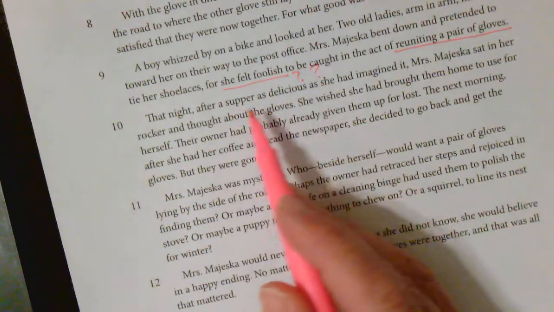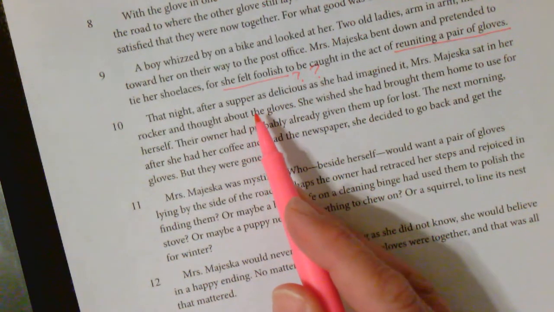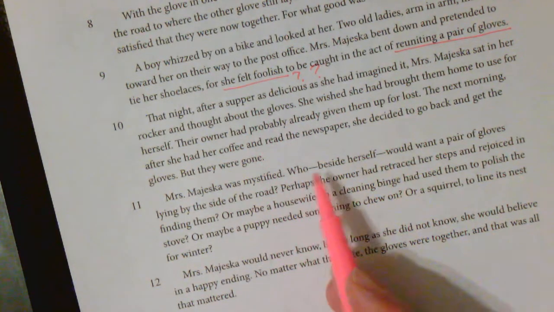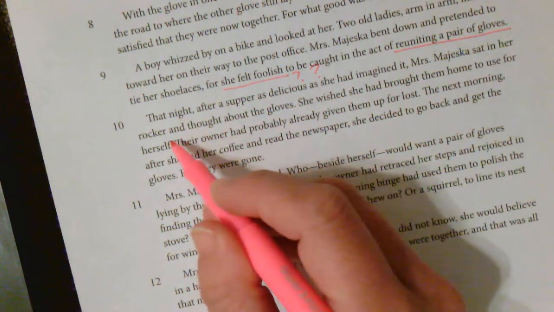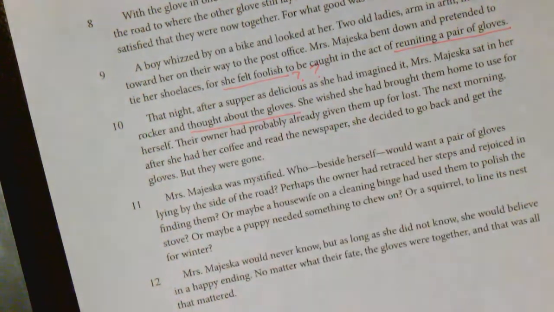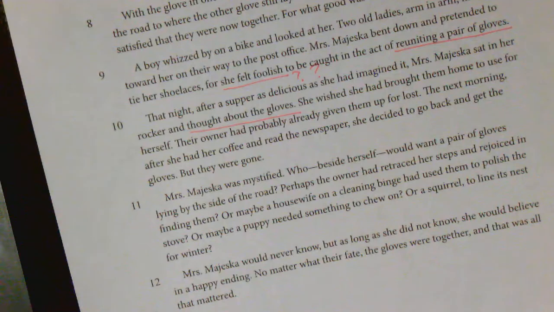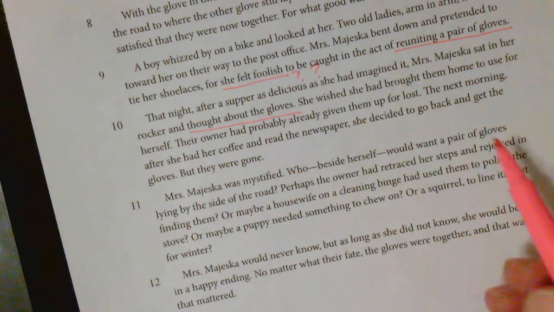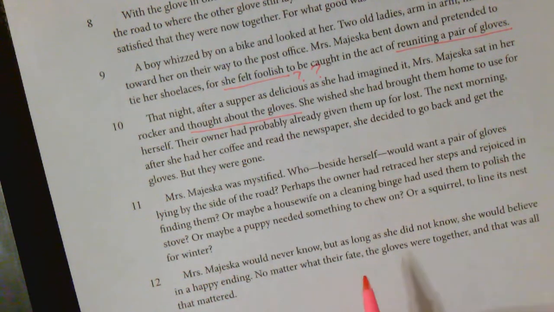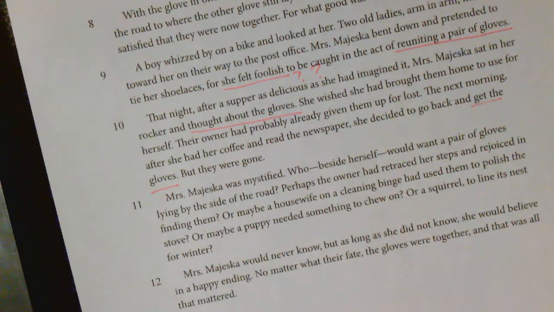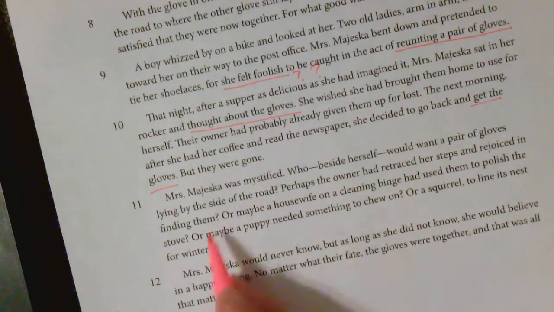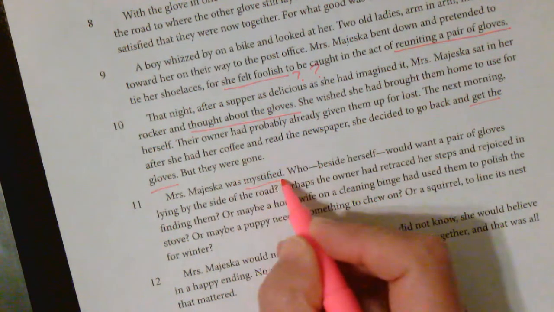Oh, here, this supper was delicious. She was loving her sauerkraut. And she sat there and she actually was, this is interesting, thinking about those gloves. And she's like, maybe I should have brought them home. So she decides, get up and go get the gloves. She's going to bring them home. Uh-oh, they're gone. And she's mystified.